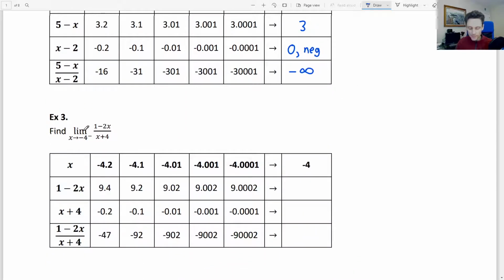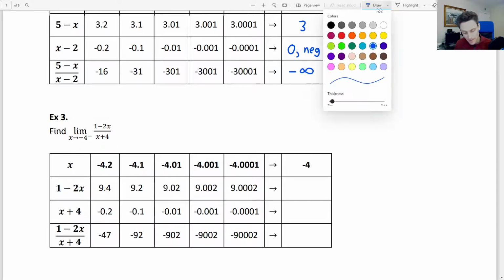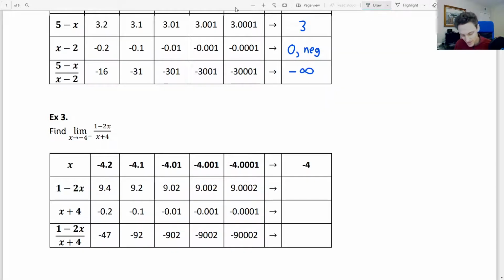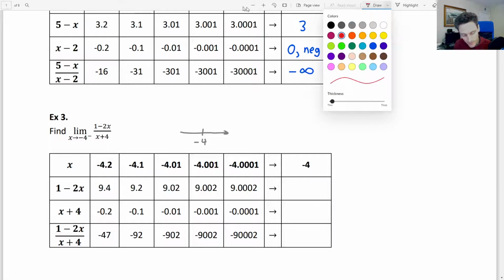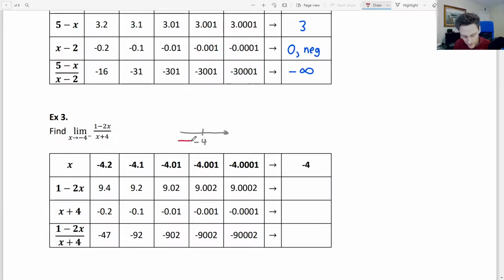Looking at example 3, we have the limit as x approaches negative 4 from the left of the fraction (1 minus 2x) over (x plus 4). So here's negative 4. If we're approaching negative 4 from the left, looks like that. So left side, but we're getting closer to negative 4. These are numbers that are a little smaller than negative 4, like negative 4.2, negative 4.1, negative 4.01, and so on. Those are numbers that are smaller than negative 4.